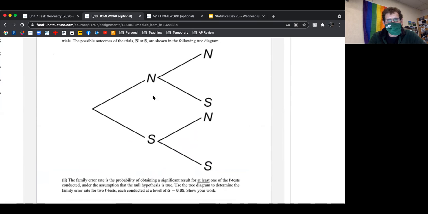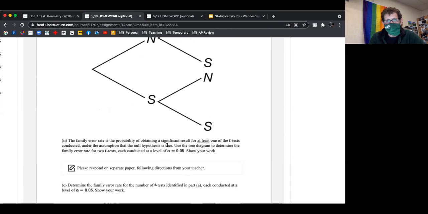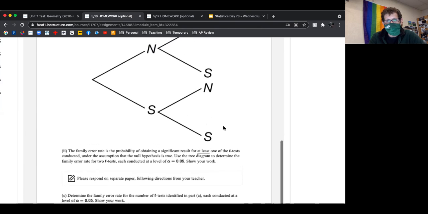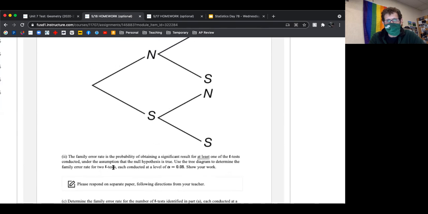So this is not a specific table that we're going to use. This is just a hypothetical. Imagine that you're giving 2 t-tests. You could get a non-statistically significant result, and in the second one, it could be one or the other. Likewise, the first one could be statistically significant, and the first one could be yes or no, either way. So the family error rate is the probability of obtaining a statistically significant result for at least one of the t-tests. So we are going to figure out the family error rate for 2 t-tests, each conducted at a level of 0.05.